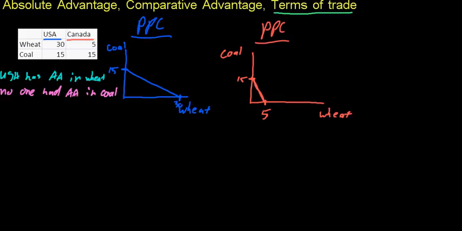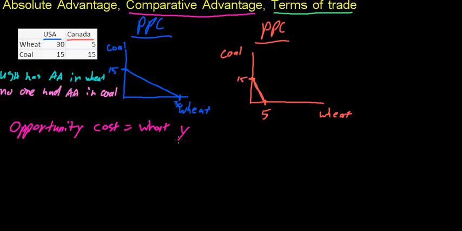So now that we've talked about the concept of absolute advantage, we're ready to talk about the concept of comparative advantage. And to talk about comparative advantage, we need to introduce the concept of opportunity cost. The best way to think about opportunity cost in my mind is that the opportunity cost is equal to what you have to sacrifice. And this is by no means a formal definition, but it's a good working definition in my mind.